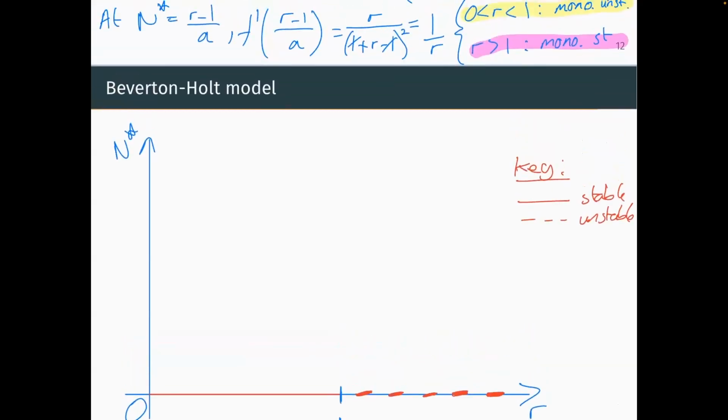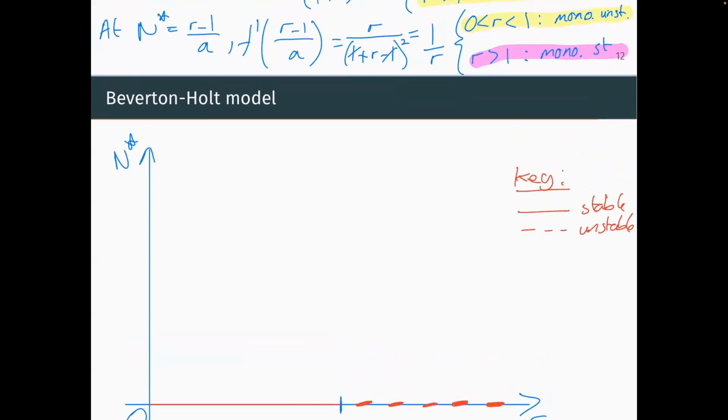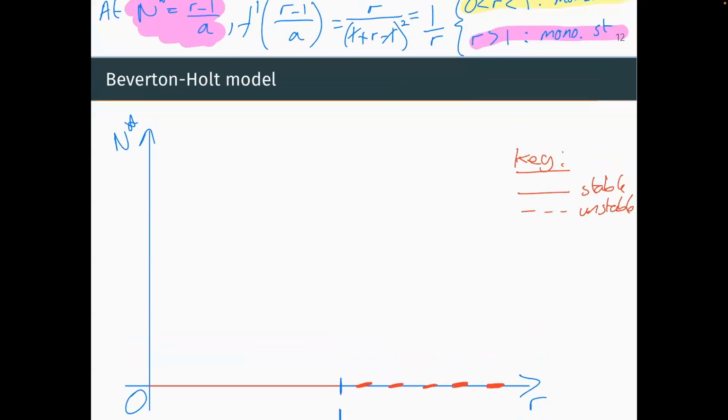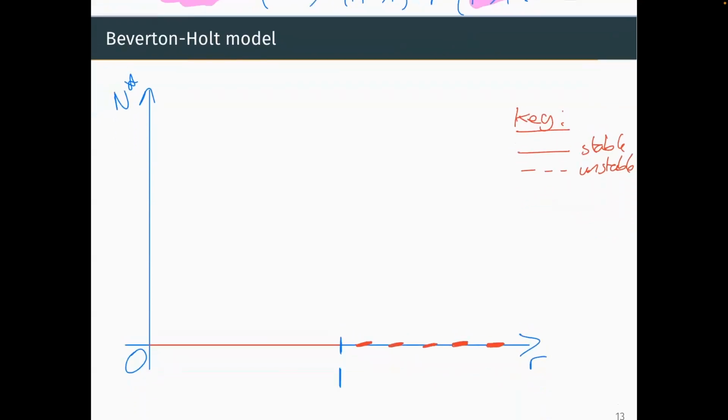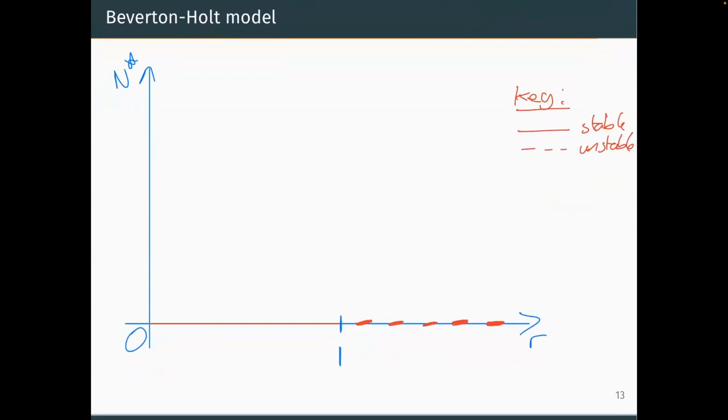We need to sketch on our other steady state as well. So what's our other steady state? So other steady state is this up here. N star is equal to R minus 1 over A. So what does that look like? Well, we've got a graph here of N versus R. So what does N is equal to R minus 1 over A look like as R varies? Is this linear? Is it quadratic? Is it something else?